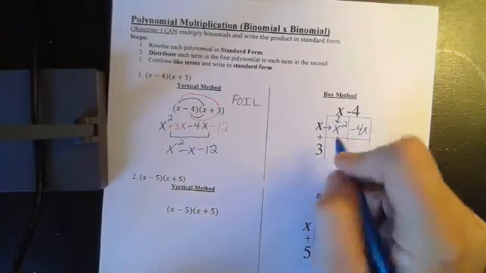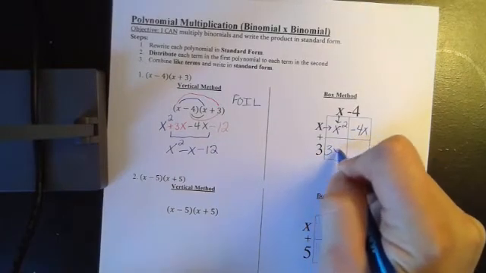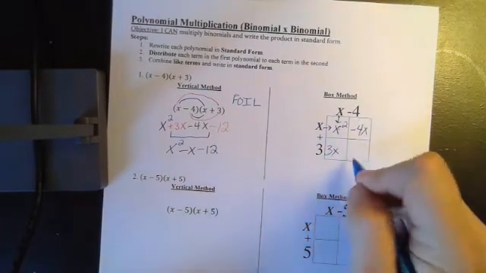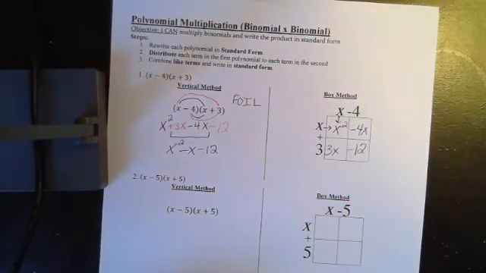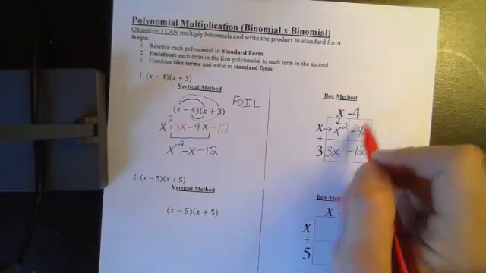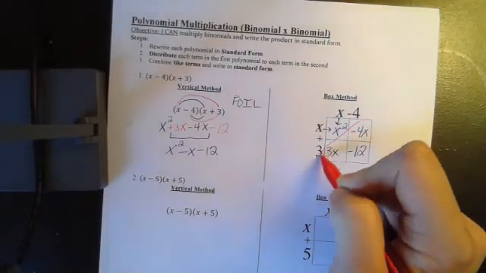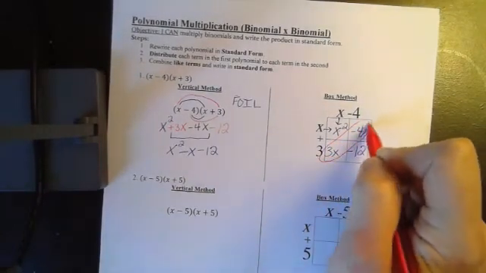The bottom left, 3 times x is 3x. And then the bottom right, 3 times negative 4 is negative 12. Now, for those of you who are familiar with the lattice method for multiplication, as long as you write your polynomials in standard form to begin with and account for any missing terms, on the diagonals here should be all of your like terms.